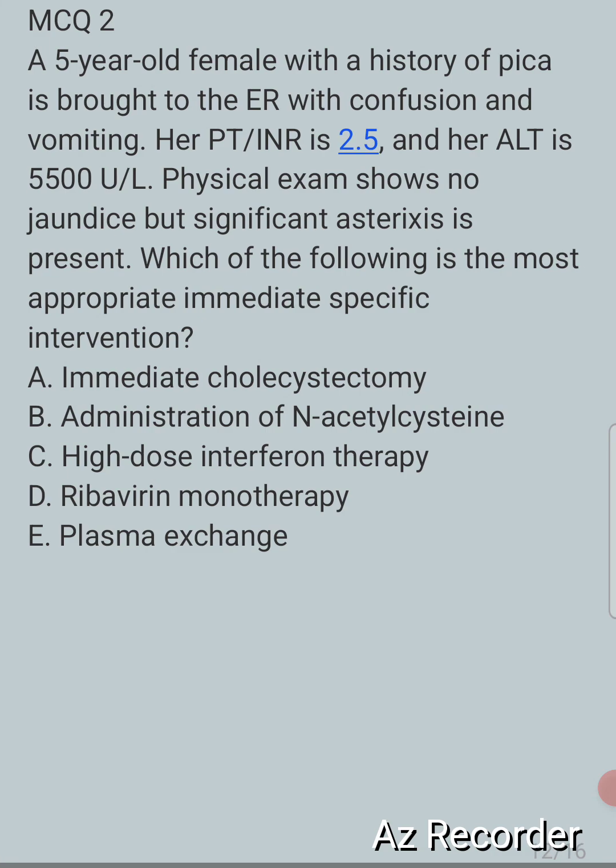So number 2, a 5-year-old female with a history of pica is brought to the ER with confusion and vomiting. Her PT/INR is 2.5 and her ALT is 5500. Physical exam shows no jaundice but significant asterixis is present. Which of the following is the most appropriate immediate specific intervention? Immediate cholecystectomy, administration of N-acetylcysteine, high-dose interferon therapy, ribavirin monotherapy, plasma exchange. So what will you choose?